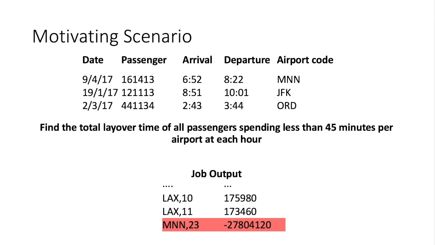In this demonstration, we'll be using the following motivating scenario where the input dataset contains passenger transit information. We have the date, the passenger ID, arrival time of the passenger, departure time of the passenger, and the airport code. Our goal is to find out the total layover time of all the passengers spending less than 45 minutes per airport at each hour. The output that we get seems suspicious because of the negative values of the total transit time.